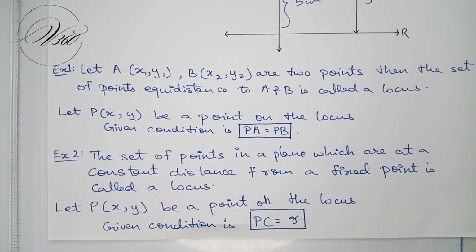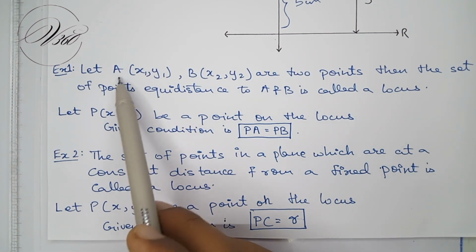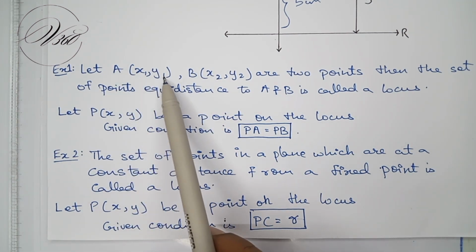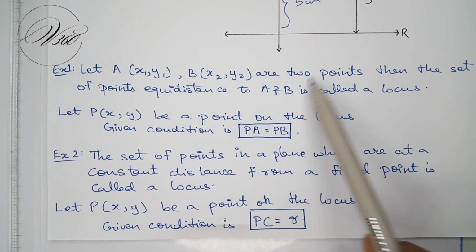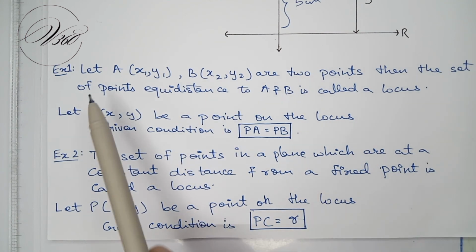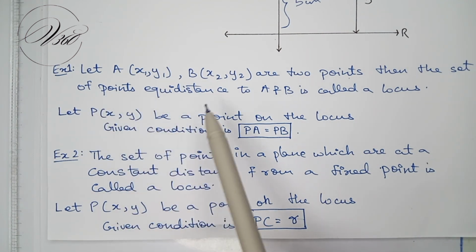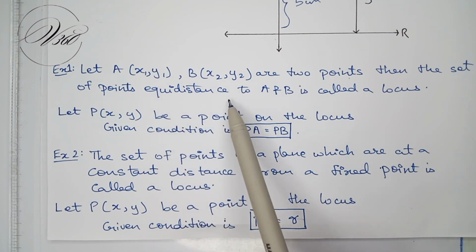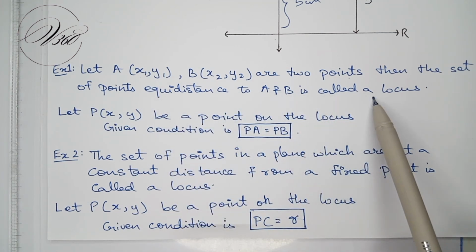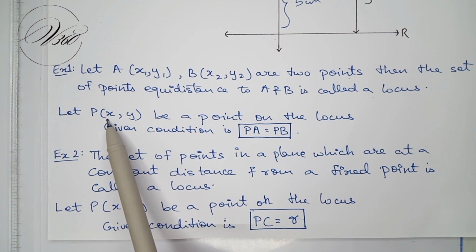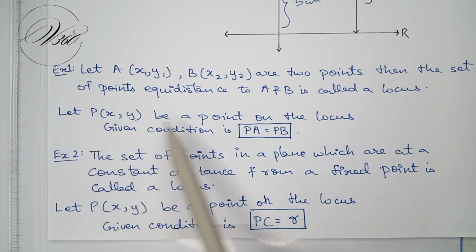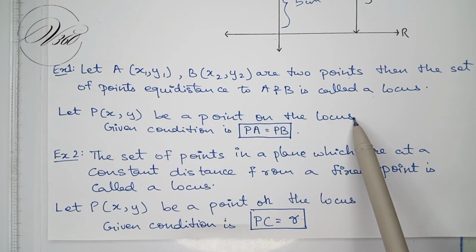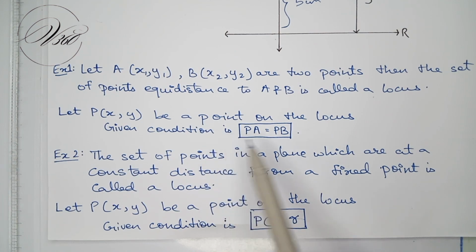Now here, the first example. Let us take point A and B, which is x1, y1, which is the point A, and x2, y2, which is the point B, which are 2 points. Then the set of points equidistant or equidistance to A and B is a locus. Let us take point P, which is the point where we connect A and B. Okay. Now let P be a point on the locus, and we will get the condition, that is PA is equal to PB.